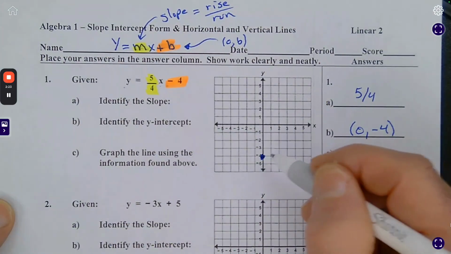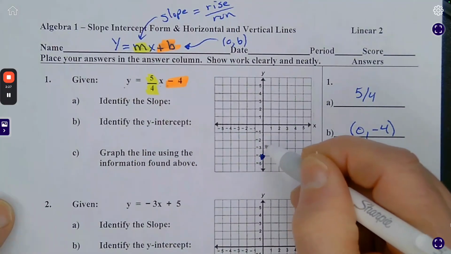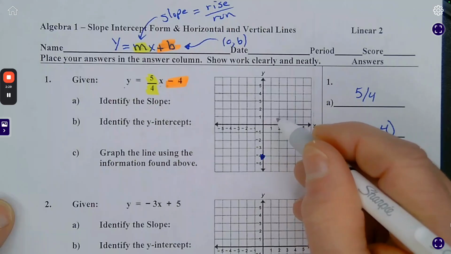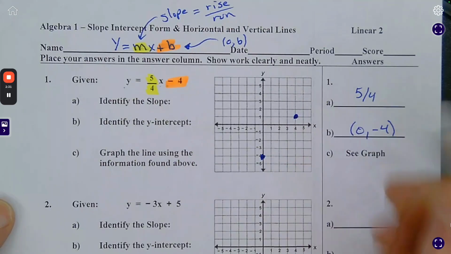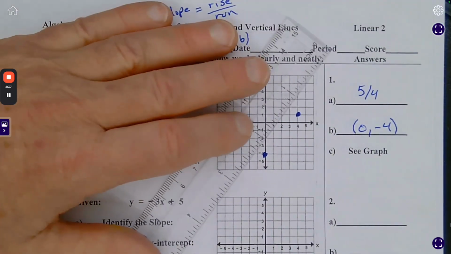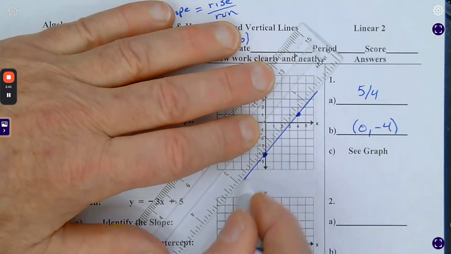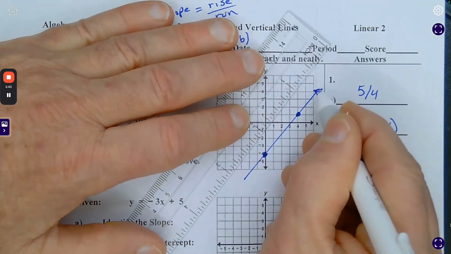So from here, I'm going to go up 5. 1, 2, 3, 4. What? I can't count. 1, 2, 3, 4, 5. And over 4: 1, 2, 3, 4. That represents another solution on the line. So I'm going to go ahead and graph that line. I'm going to try to be as accurate as I can. Put arrows on the end because it goes on forever.